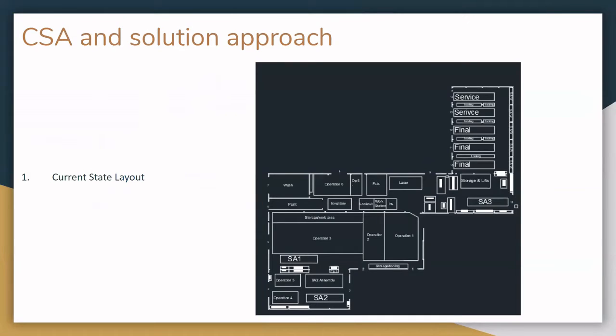The first step in our current state analysis and solution approach was to put together a current state layout. This included all operation and machine footprints, work and process areas, parts and tool storage zones, and then later we came together and created this in AutoCAD to help with future layout iterations.